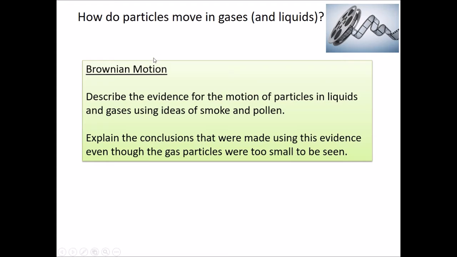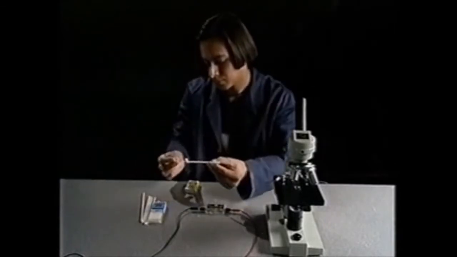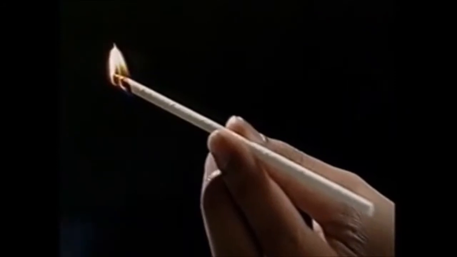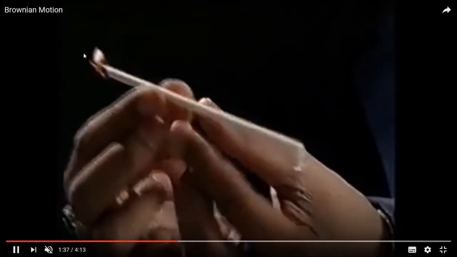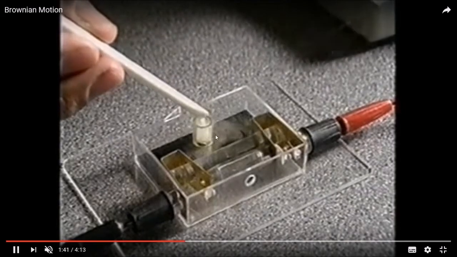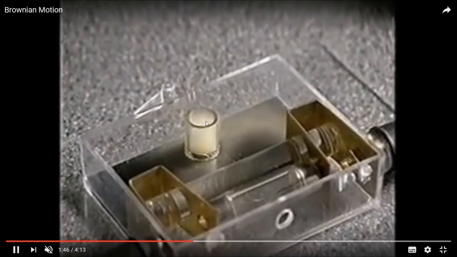Okay, the next thing you might want to know about is how we know that these particles actually exist. So a couple of pieces of evidence for how we know that these particles even exist and how scientists came to understand that this is what matter was made from. This experiment involves making some smoke, putting that smoke into a little cell. You cover the top over to keep the smoke in there.